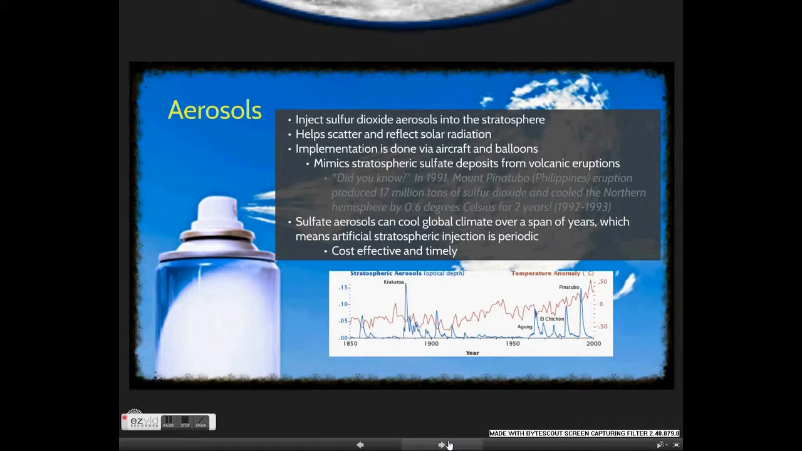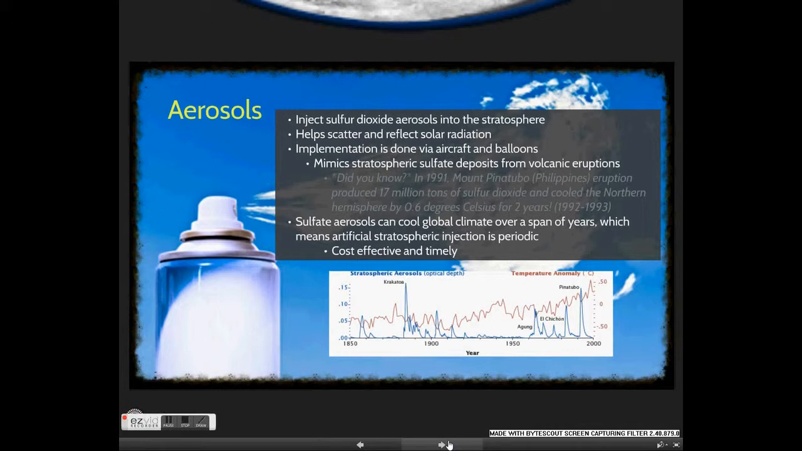With aerosols, we inject sulfur dioxide aerosols into the stratosphere. These aerosols actually help scatter and reflect solar radiation. This method can be done by sending aircrafts or balloons into the stratosphere. Also, these aerosols actually mimic stratospheric sulfate deposits from volcanic eruptions.